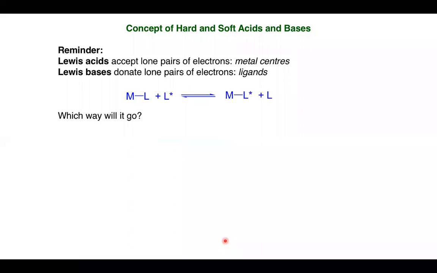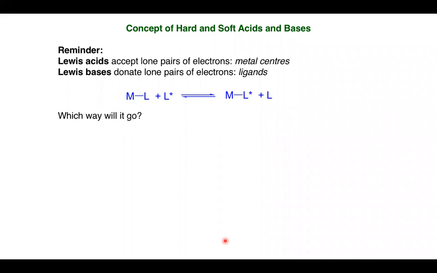Okay. So then how do we determine which ligands are preferred over others? Well, we have to look at a theory called hard, soft acids and bases. As I mentioned in the acid-base lectures, Lewis acids and bases very well describe the bonding in coordination complexes. So Lewis acids accept lone pairs of electrons.